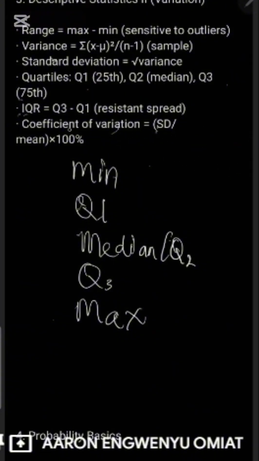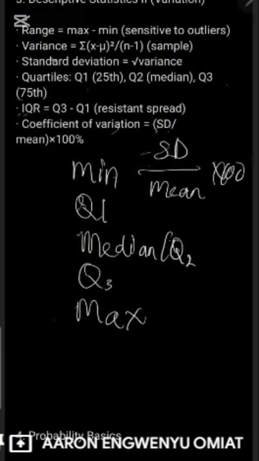In the next part, let's look at the coefficient of variation, which is simply SD over mean, times 100.